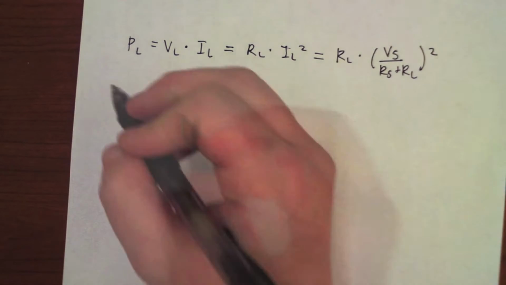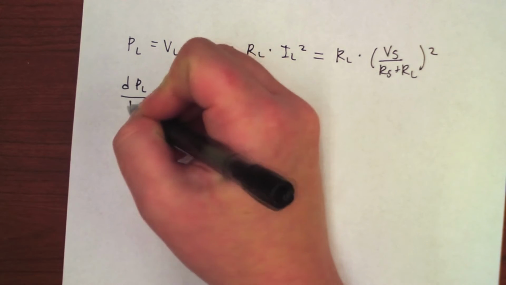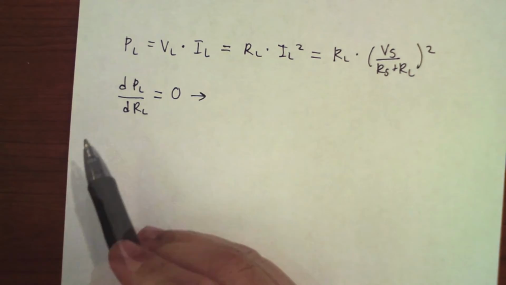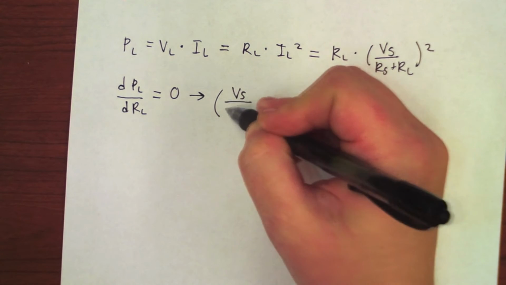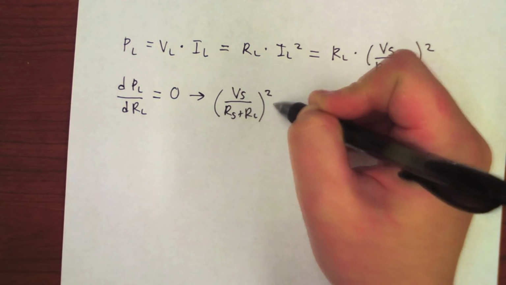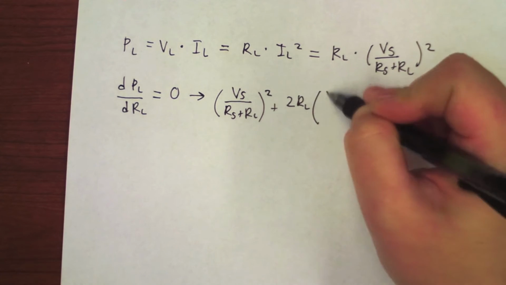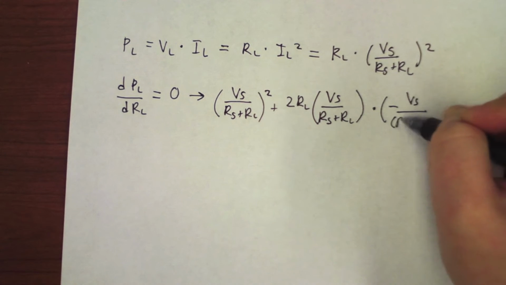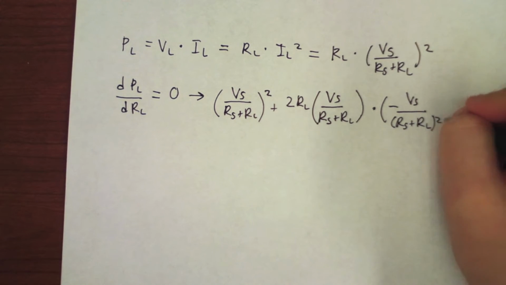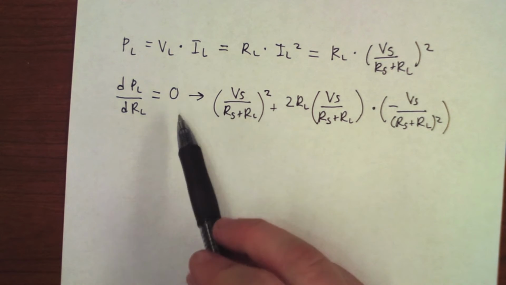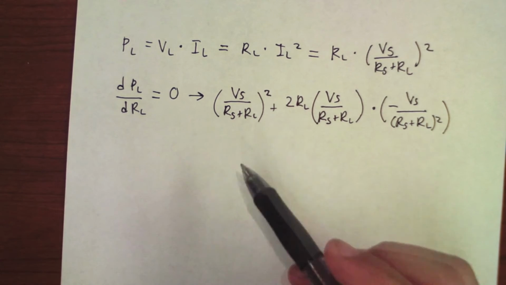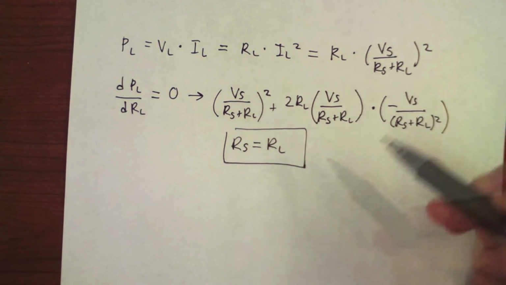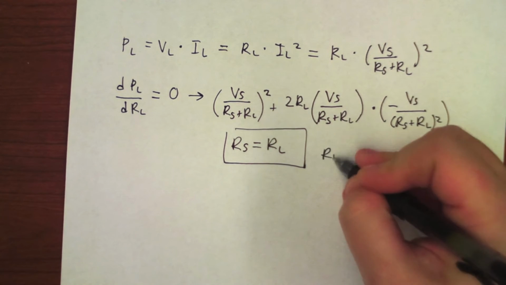Now, in order to maximize our power, we have to take the derivative of that relationship and set it equal to 0. So anyways, this is also equal to (VS over (RS plus RL)) squared plus 2 RL times (VS over (RS plus RL)) times negative VS over (RS plus RL) squared. Essentially, when you solve for RS and RL, you find that RS is equal to RL. And this is extremely important when needing to find P max.